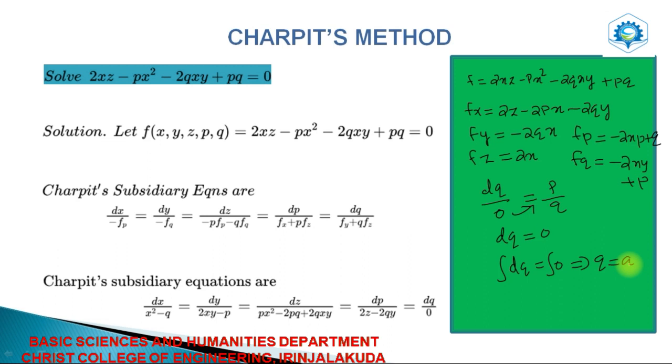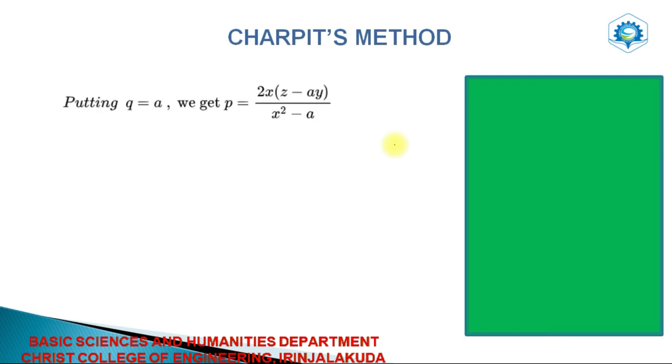Now what we will do? We will just substitute the value of q equal to a in the given equation, and hence we will find p. So putting q equal to a in that equation, we will get p equal to 2x into z minus ay divided by x square minus a. It is actually a very simple process. Just substitute q equal to a in our given equation.